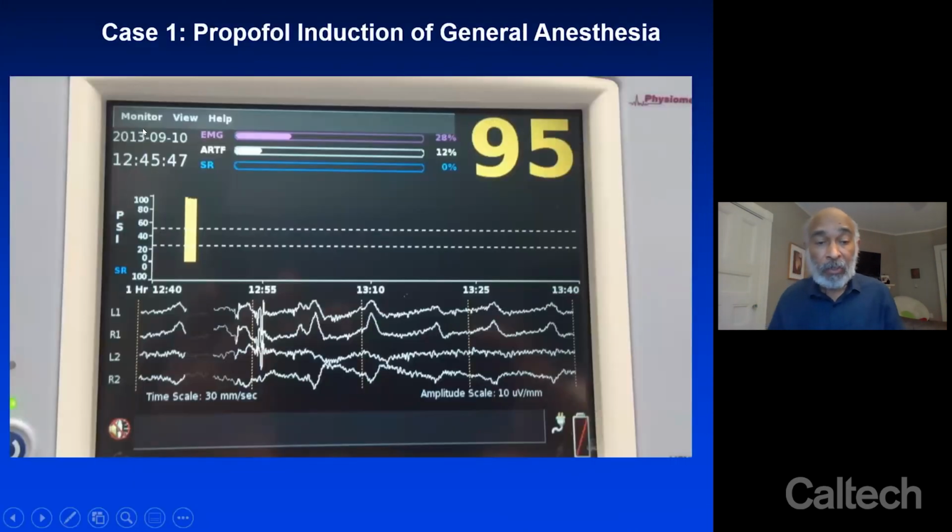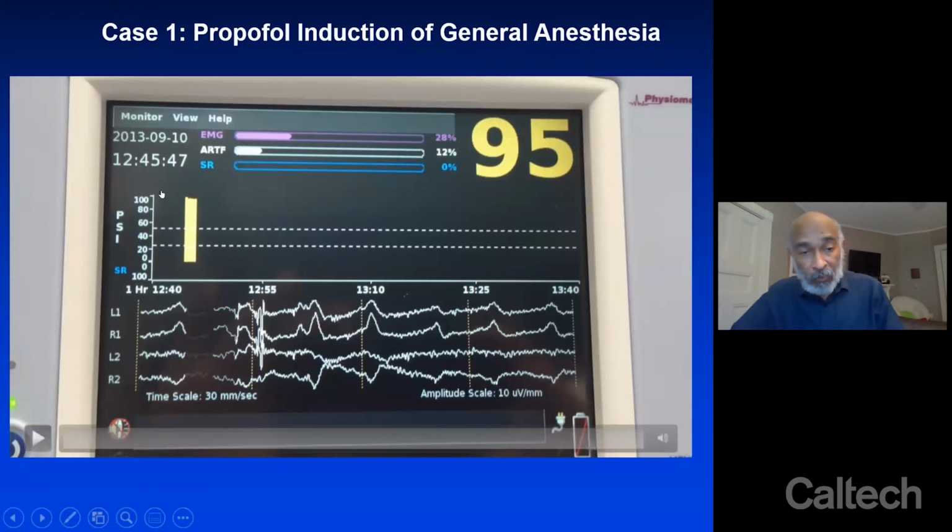But to start, let me just show this little video to give you some idea of what happens to the brain under anesthesia. In our operating rooms, we have EEG that we can place on patients' heads to monitor the brain under anesthesia. And so there are 4 leads.